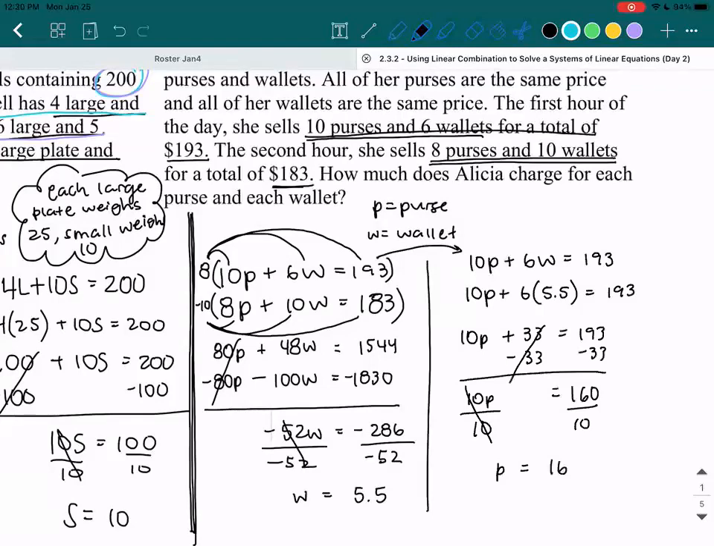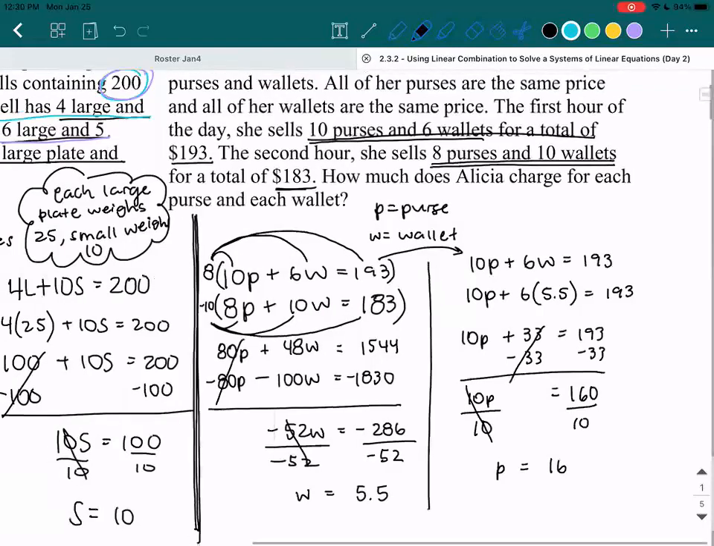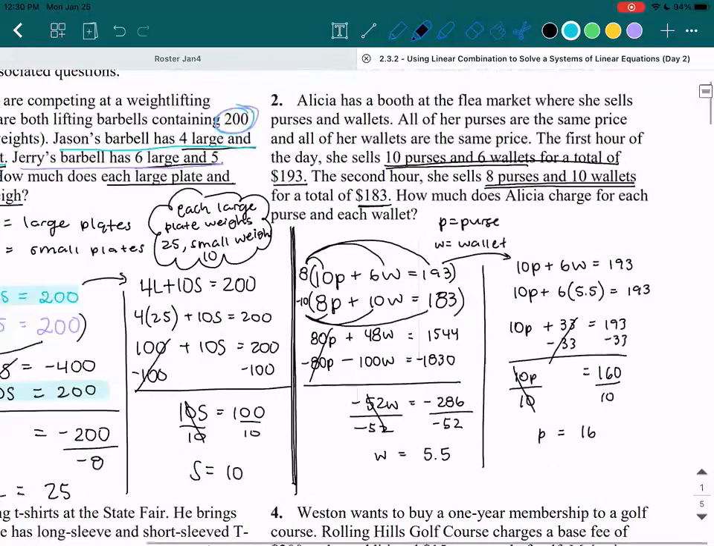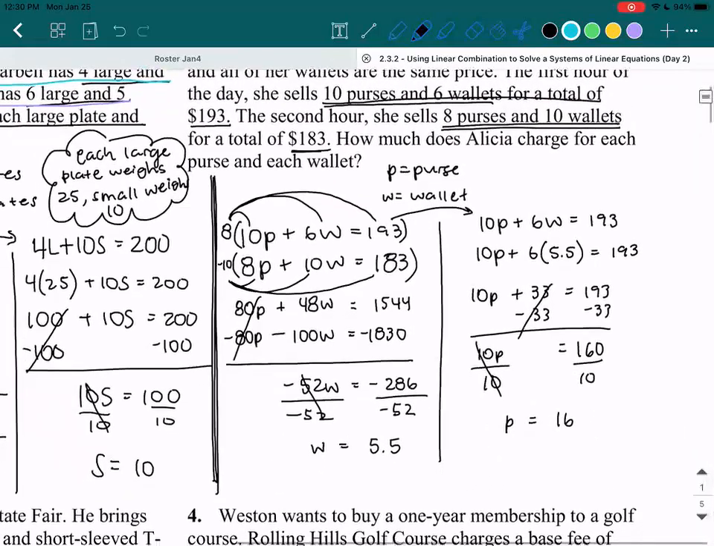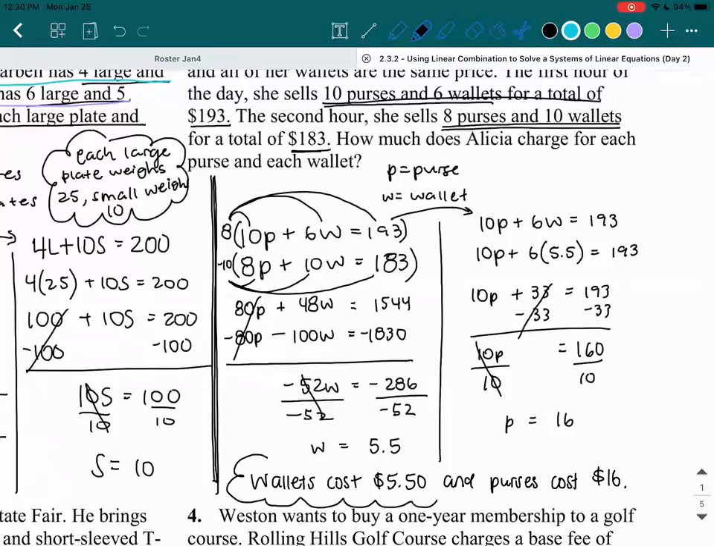Okay, so remember we need to write this out in terms of the situation. So I'm going to find space. I guess I have space in the bottom. So w is 5.5. Wallets cost $5.50. That's what 5.5 means, right? $5.50. And purses cost $16. Okay, and I guess to be consistent, I'll put this one in a bubble also.